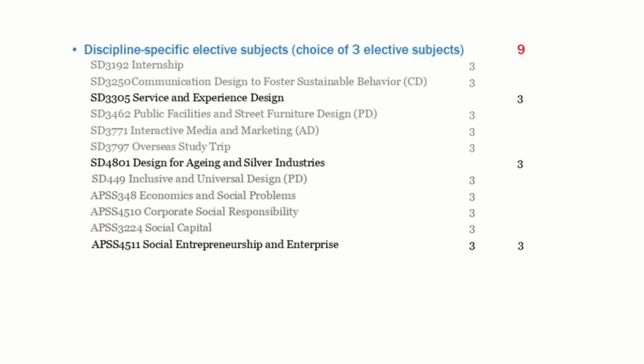But if you come from a cultural study background or social science background, you may take more electives on design, something like inclusive and universal design. So you could take those. Or maybe communication design to foster sustainable behavior. So these are some of the design subjects that I would encourage social science applicants to take as electives to compensate for some of your skills in design. Okay?